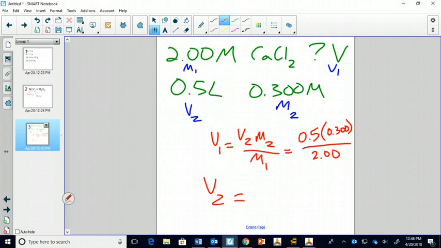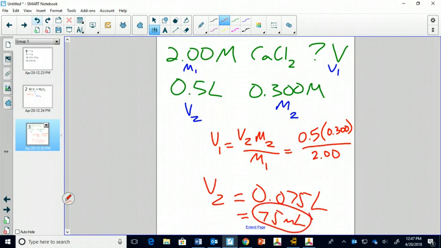it's here right in your textbook. It comes out to be 0.075. What units are we in here? Well, what do we start with? With liters, right? But it doesn't want liters. What does your textbook ask for? Milliliters. So I multiply that by 1,000, and I get 75 milliliters.